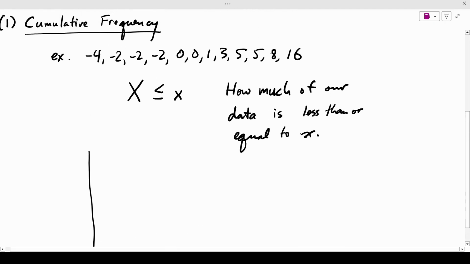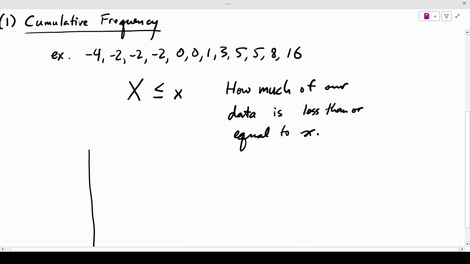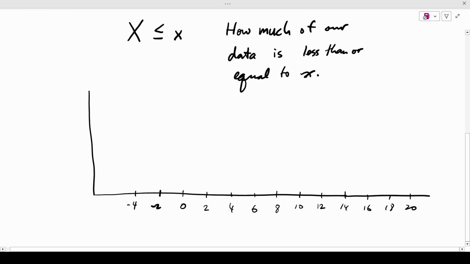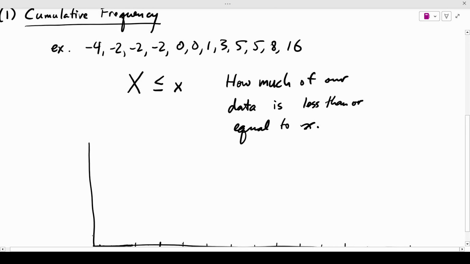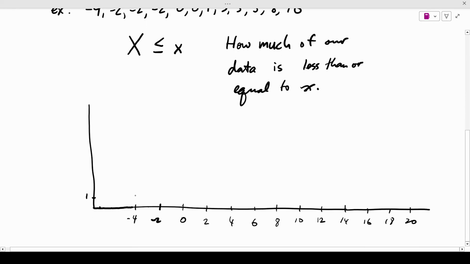Okay, and so what we're going to do is work from left to right and ask ourselves how much of the data is equal to or below this value. So how much of the data is equal to or below -4? None of it. So our graph comes like this, and then at -4, suddenly one data point is equal to or less than -4. So I have a point at -4. It jumps up to 1.